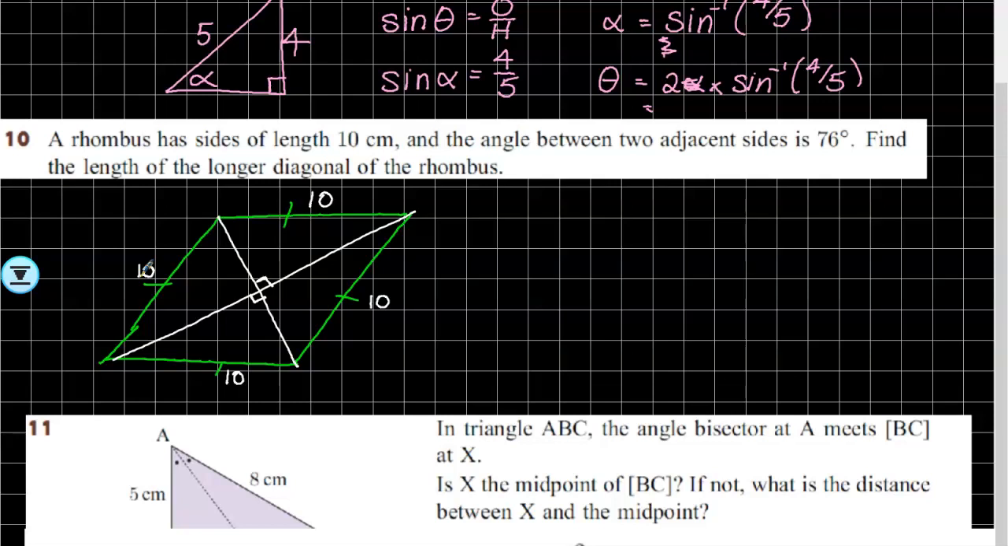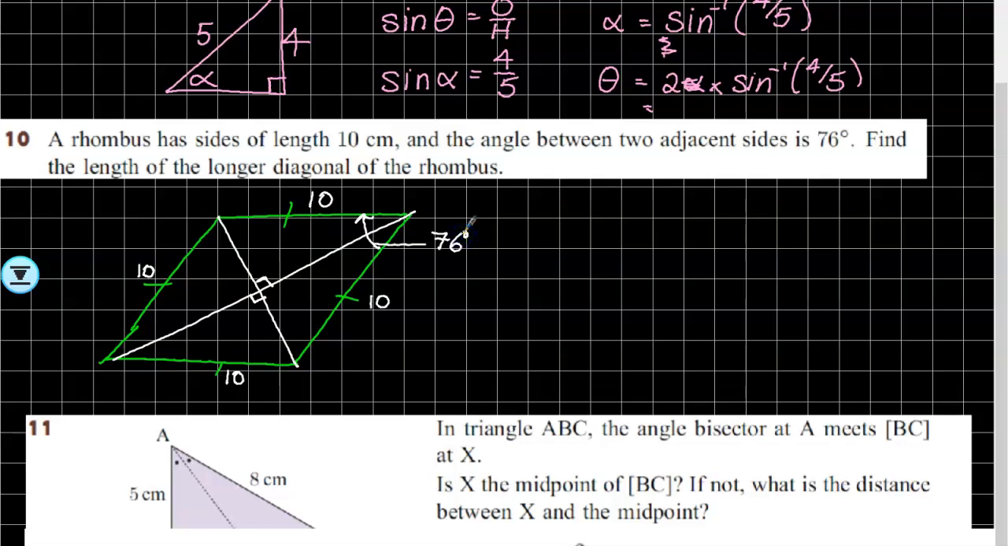Okay, so you've got a choice to make here. The angle between two adjacent sides, so two sides that are next to each other. We can either make this the 76 or we can make this the 76. What do you want to go for? The smaller one. That's right, it's the acute angle. So this angle here is 76.